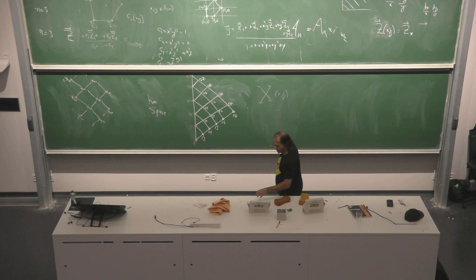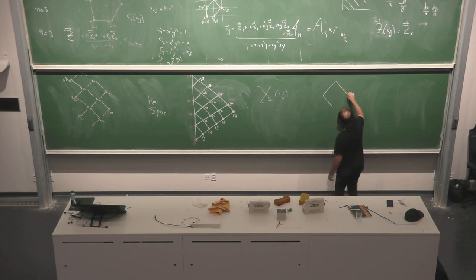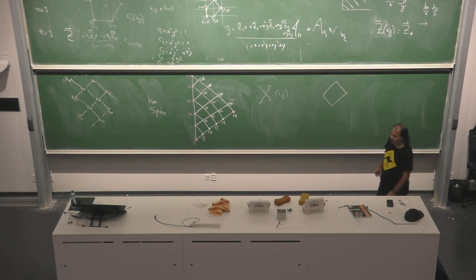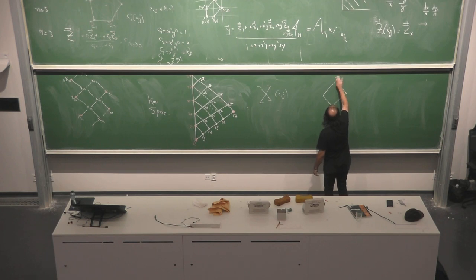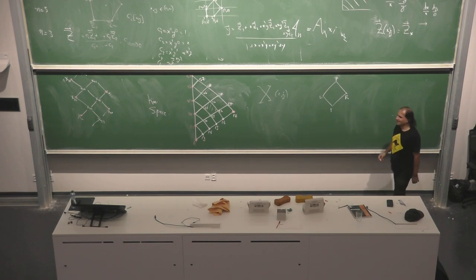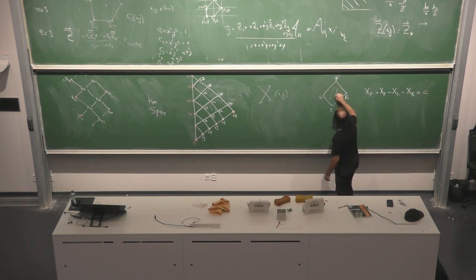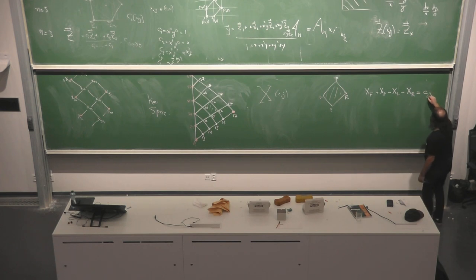In fact, what we're going to do is write down the following equations. For every diamond that you see in the picture, for all these tiny diamonds, whatever the diamond is, it has a past and a future and a left and a right. We're going to write down the equation x future plus x past minus x left minus x right is equal to a constant. Okay? And that constant will depend on which diamond we're talking about.